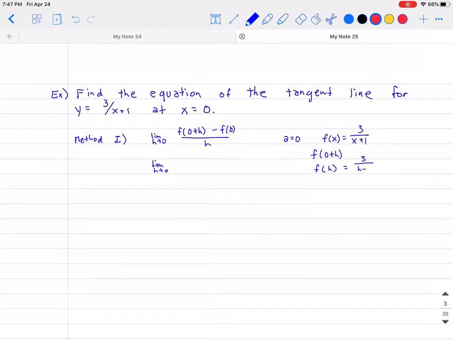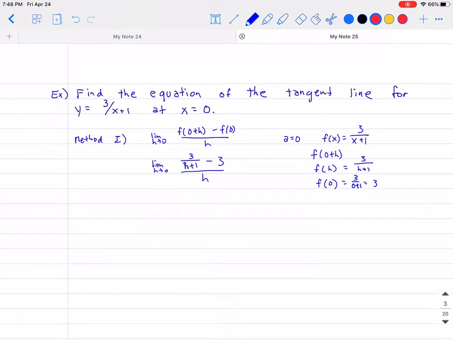f of 0 plus h, which is the same thing as just f of h, is going to be 3 divided by h plus 1. So that is going to be replaced over here, 3 divided by h plus 1. And then we have minus f of 0, plugging 0 into our function f. That's going to give us 3 divided by 0 plus 1, which is equal to 3. So minus 3, and all divided by h.